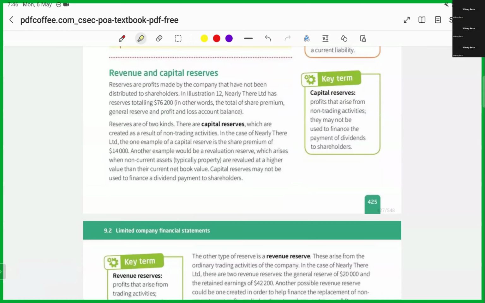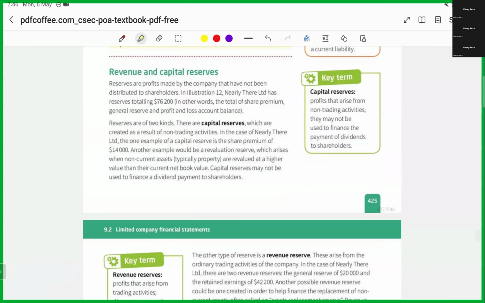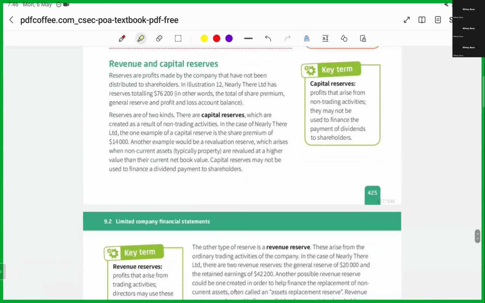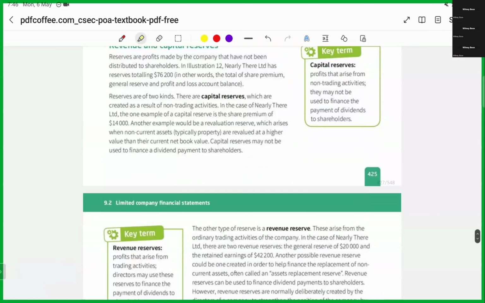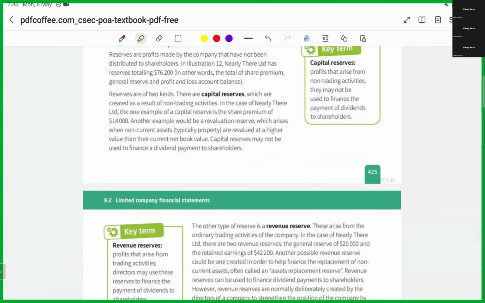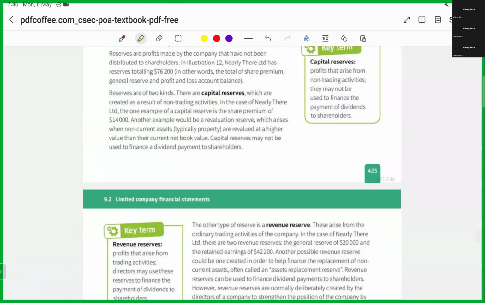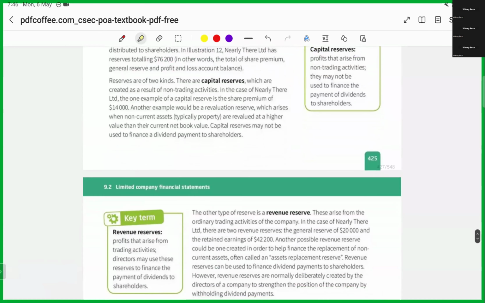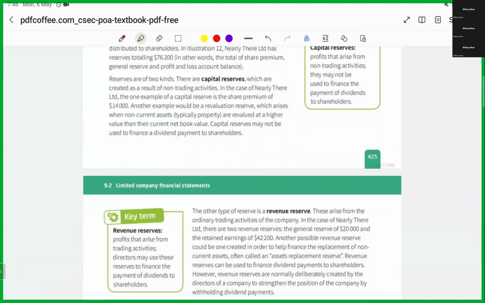So non-trading activities, here's an example. In the case of Nearly There Limited, one example of capital reserve would be $14,000 share premium. That's capital nature, yes? Or the revaluation reserve, that doesn't have anything to do with trading. That's capital reserves. You cannot use them to finance a dividend payment to your shareholders.